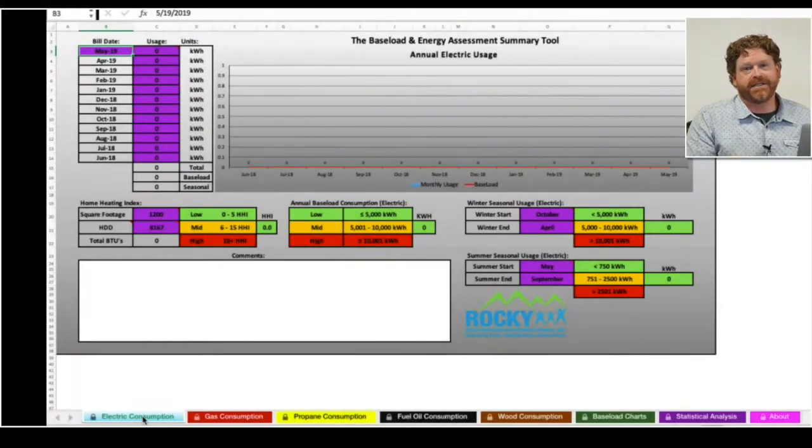All right, so this is the Baseload and Energy Assessment Summary tool. You'll notice I had to look to see what the actual name of this is. Why did I choose that name? Because it has a sweet acronym. We know it as the BEAST. So here is the BEAST.